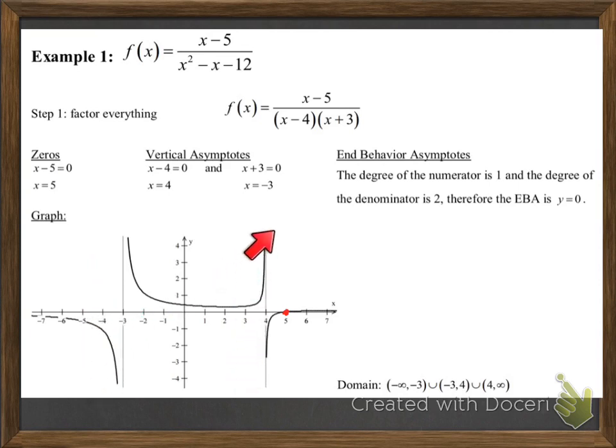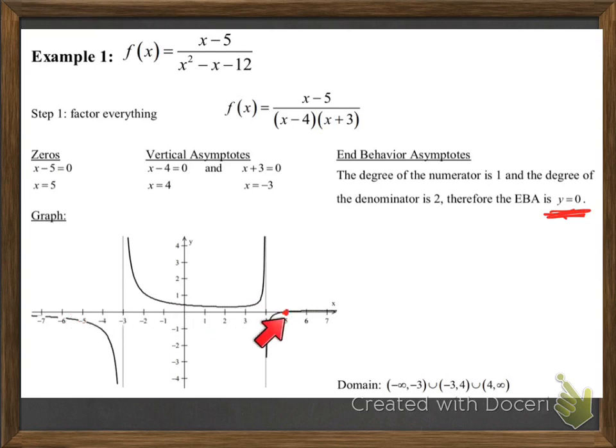Okay. All right. So then we have our end behavior asymptote. Again, we are looking at the degree of the polynomial. The degree of the numerator is 1. That's the largest exponent on the variable. The degree of the denominator is 2. Since the degree of the numerator is less than the degree of the denominator, that means y equals 0 is your horizontal asymptote. All right, so the x-axis is our horizontal asymptote.